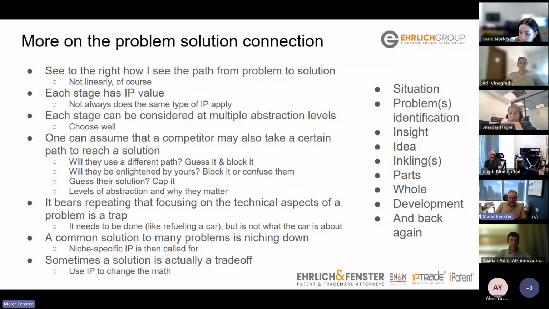Then we want to write niche-specific IP, which takes into account a particular problem. And sometimes the solution is a trade-off. We get more of this and less of that. You can file IP in order to change the trade-off that your competitor will make. They think they can make the trade-off over here, but you just added IP, which causes problems, and now the trade-off moves to a different place.